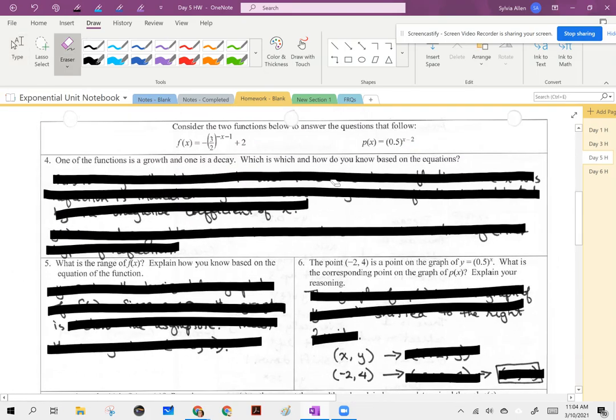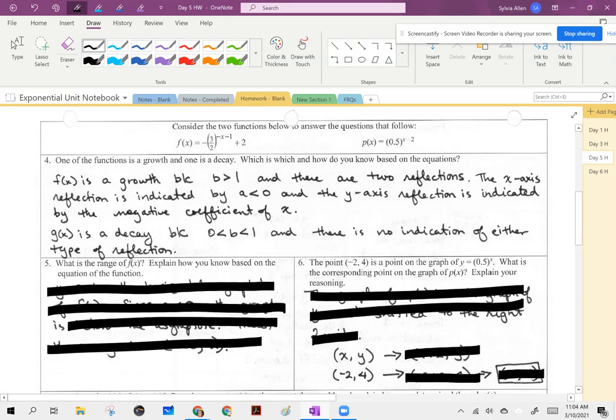So let's take a look. All right. F of x is growth. Let's think, because b is greater than 1 and there are 2 reflections. The x-axis reflection is indicated by a being less than 0. The y-axis reflection is indicated by the negative coefficient of x.